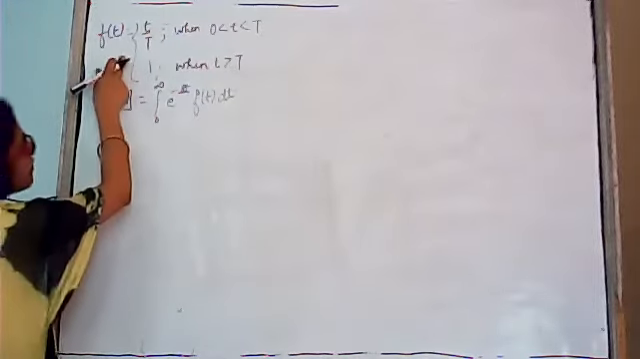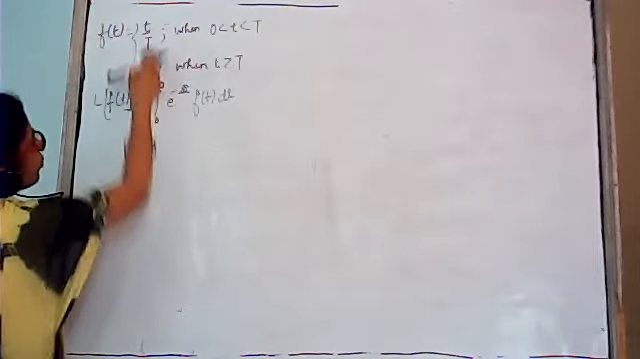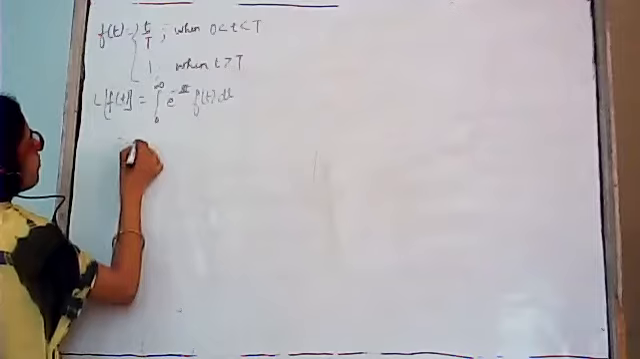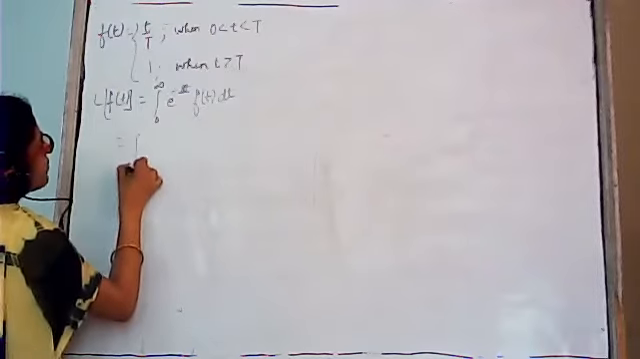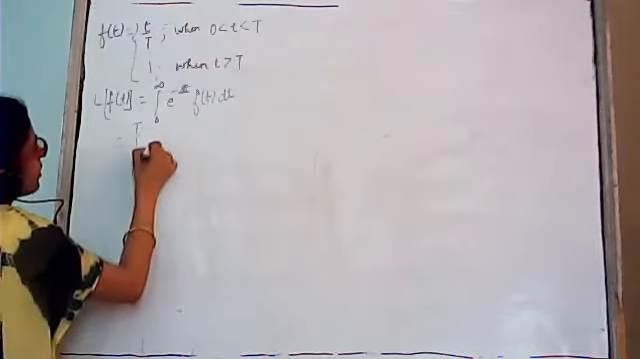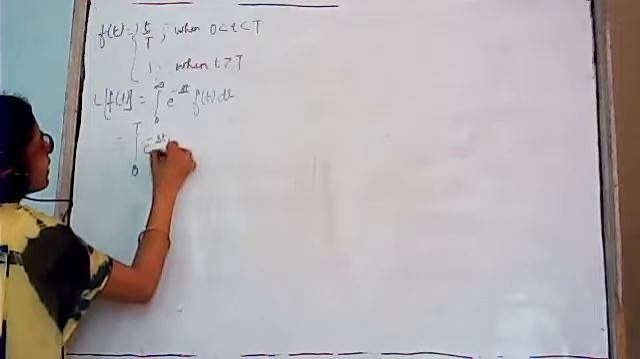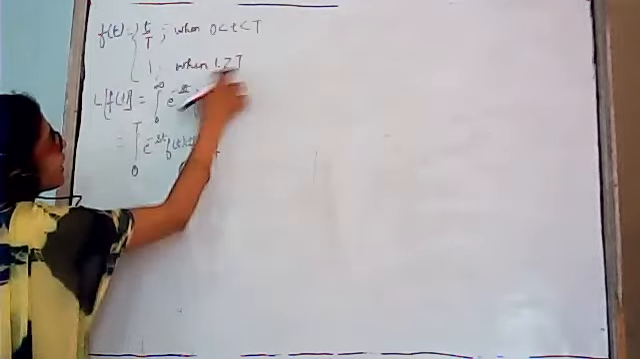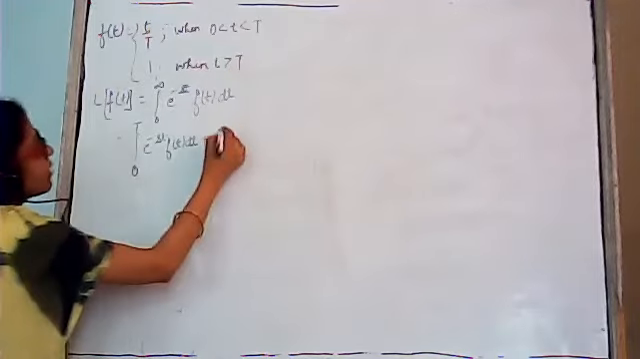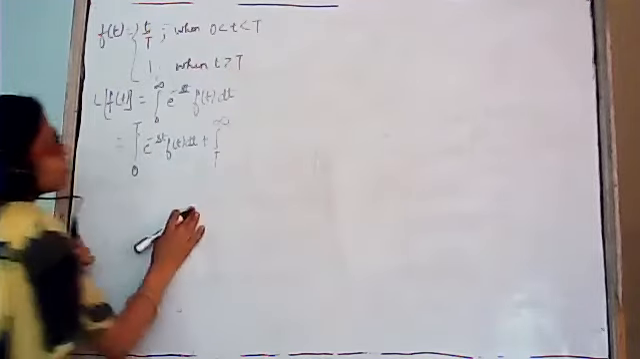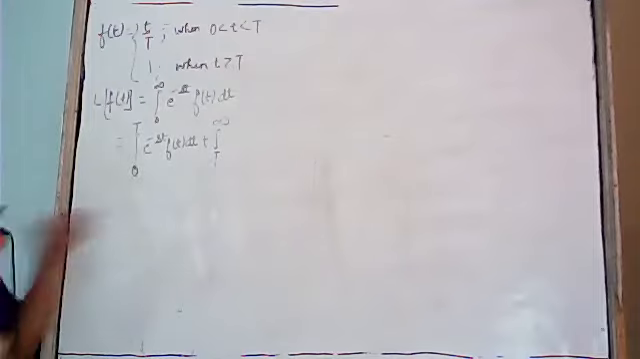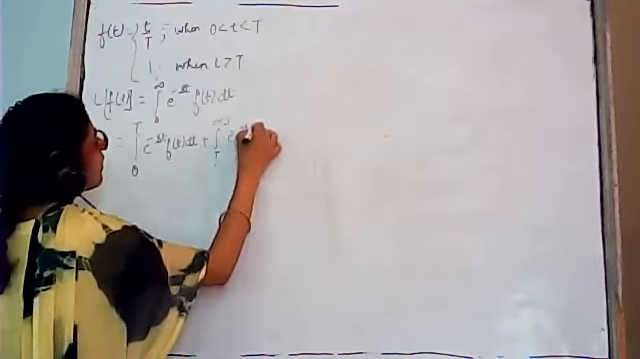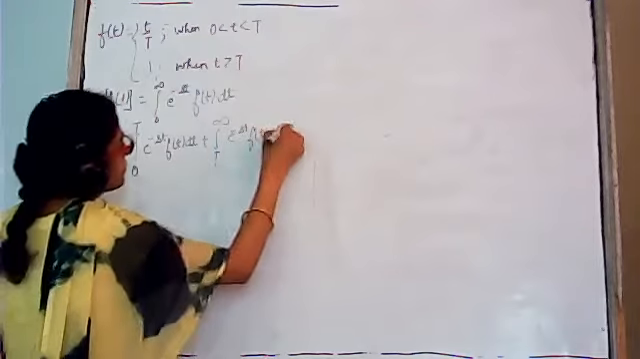Now, this is our discontinuous function. As we have two limits, it is broken into two parts. So 0 to infinity will be broken into two parts. Number one is from 0 to capital T, e to the power minus st f of t dt, and the other will be from t greater than capital T. What is the upper limit? We don't know, so it goes to infinity. Capital T to infinity, e to the power minus st f of t dt.